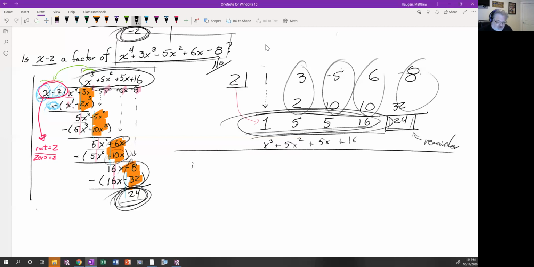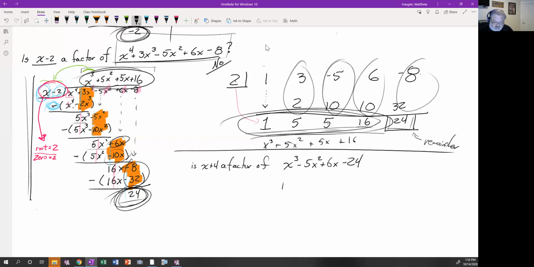Let's say we asked, is x plus 4 a factor of x to the third minus 5x squared plus 6x minus 24? Well, we could do the polynomial long division. Doesn't take more than a couple minutes really, but it does add up.